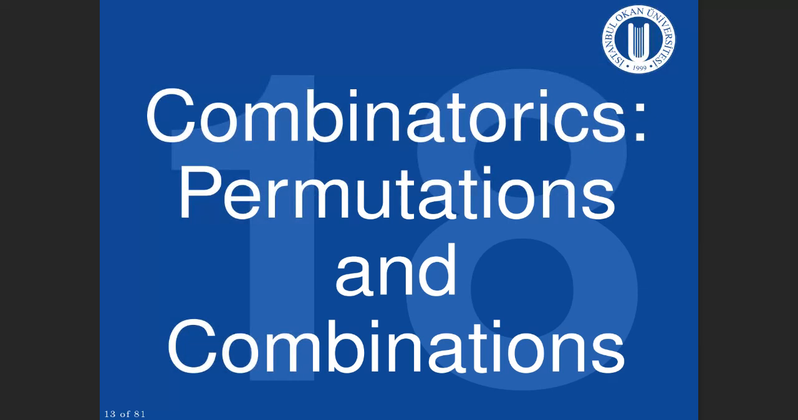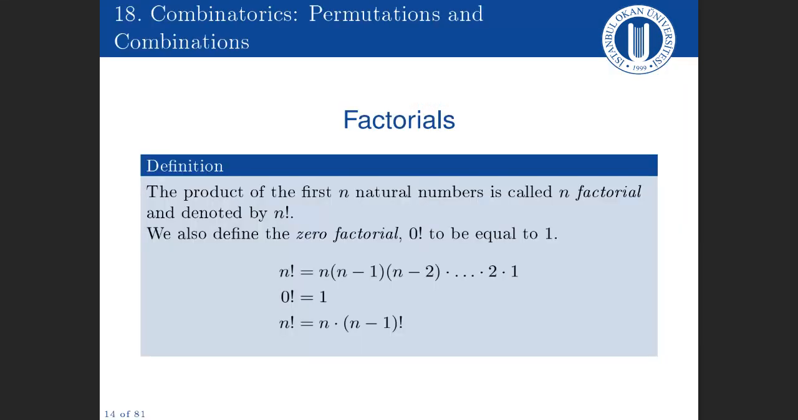Now let's move on to some more advanced counting methods. We're going to be talking about permutations and combinations. But before we get that, we need something called a factorial. This is the product of the first n natural numbers. It's pronounced n factorial, and we write it as n exclamation mark. So n factorial means n multiplied by n minus 1, multiplied by n minus 2, multiplied by ... multiplied by 2, multiplied by 1.